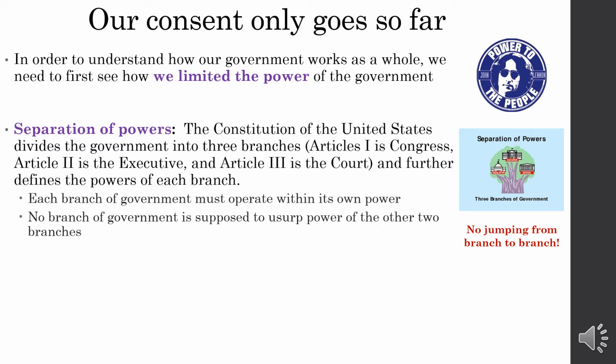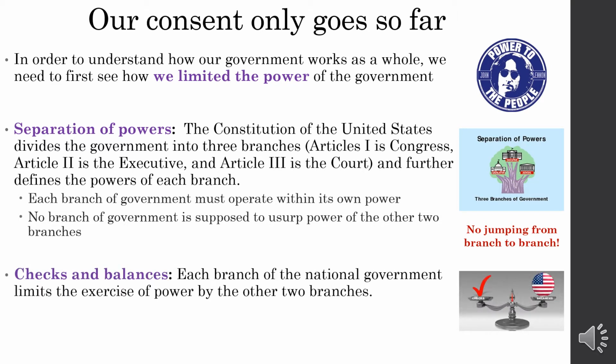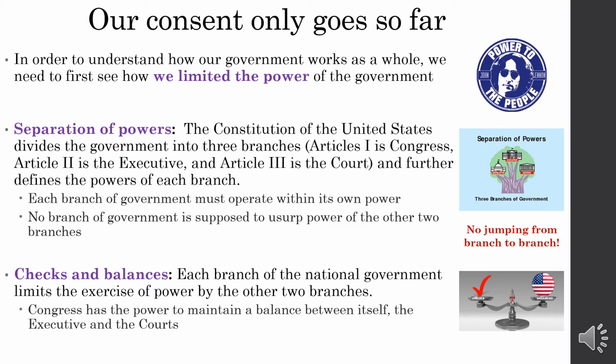It's not enough to have separation of powers. We also need to have checks and balances. Each branch of the national government limits the exercise of power by the other 2 branches. What does that mean? It means this. Congress has the power to maintain a balance between itself, the executive, the president, and the courts. And the other 2 branches of government have that same power. So, no branch of government can become so strong that it actually takes over the government. Go to the next slide.